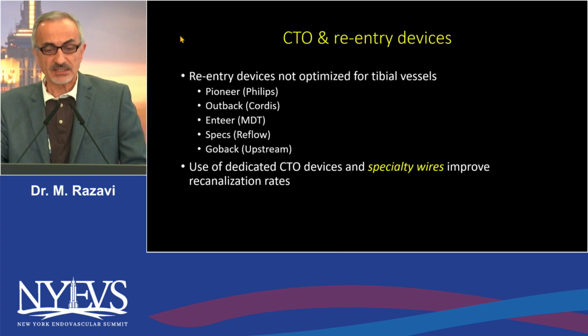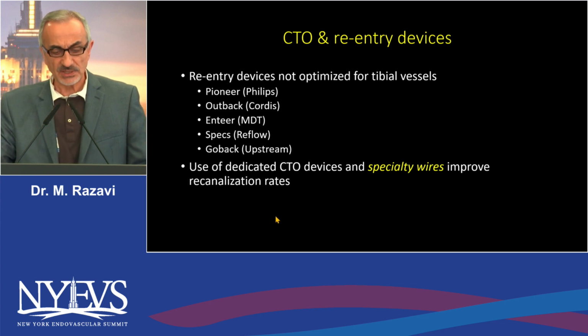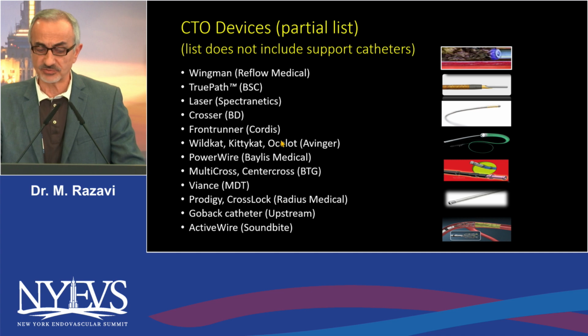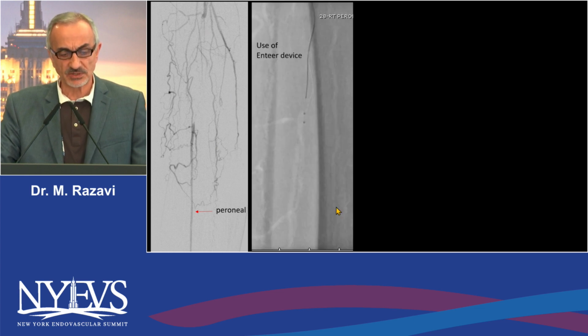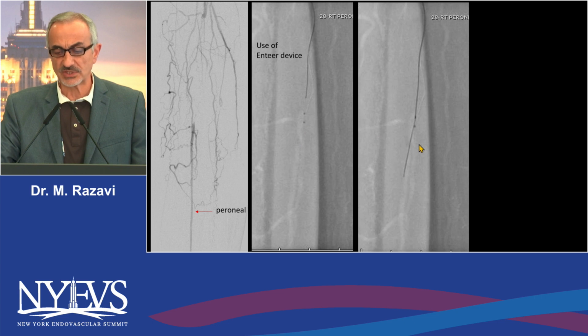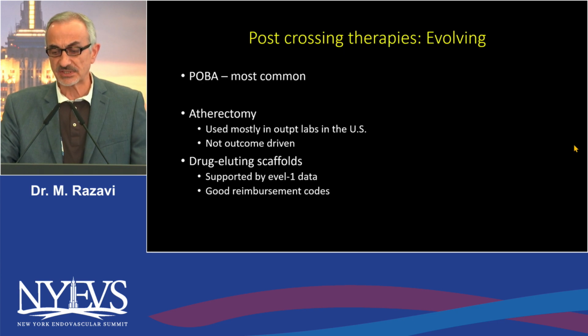In terms of CTO reentry devices, there are a number of these devices out there, but they're really not optimized for peripheral, for below the knee. Most of these are designed for above the knee. However, one is sometimes works below the knee. Here's a vessel that we're trying to get into, the peroneal, and we had a hard time crossing at both ends. Here's an anterior, and we used it, and you can get in, do angioplasty, and get your vessels going.